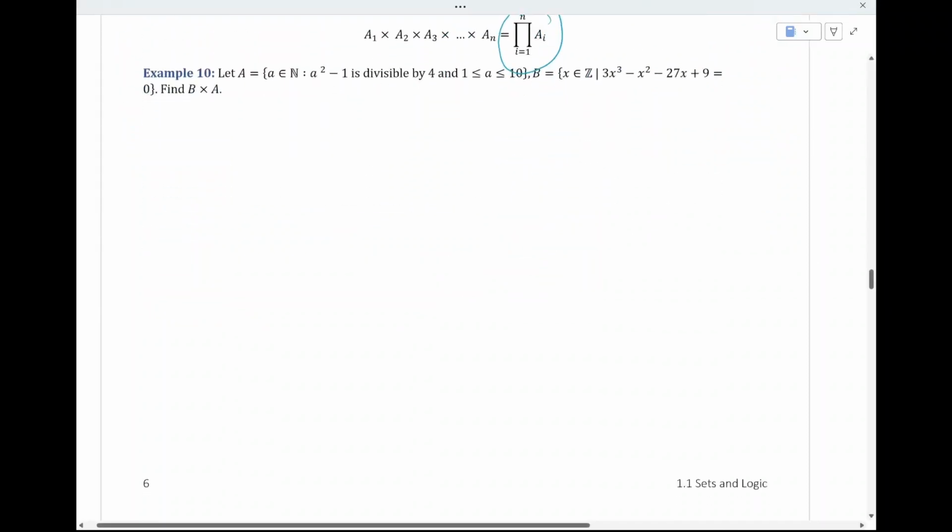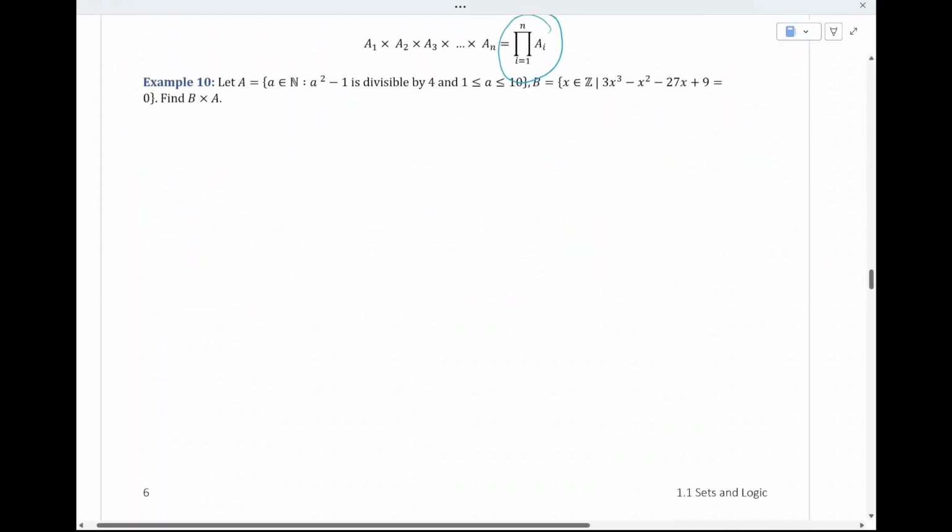All right, last example that we're going to look at in this section is example 10. Let A be the set of all a in the natural numbers such that a squared minus 1 is divisible by 4 and a is between 1 and 10. B is the set of x in Z, which are the integers, such that 3x cubed minus x squared minus 27x plus 9 is equal to 0. And I want to find B cross A.